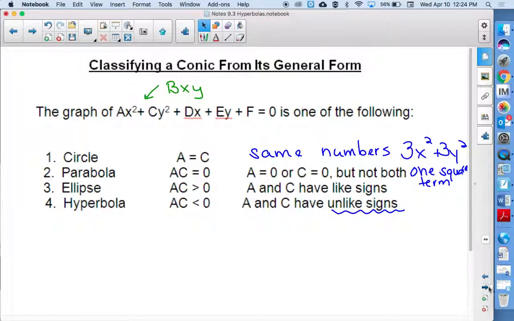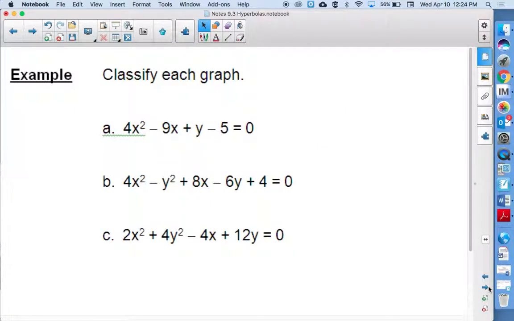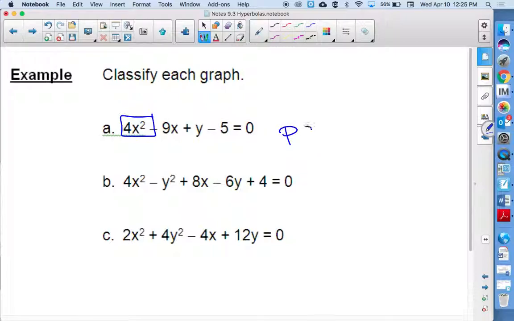So looking underneath, there are 3 examples here. No work necessary, so you don't have to do any work. Look at the squared terms. That's what you need to focus on. So in letter A, what terms are squared? Just the x. So if you just have one squared term, it would be a parabola. And that's all you need to do. One squared term is a parabola.